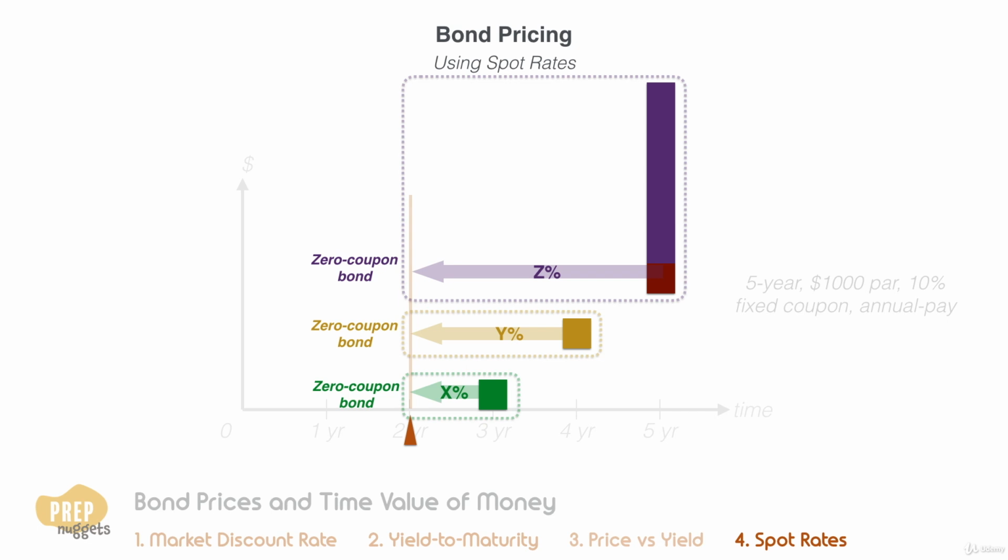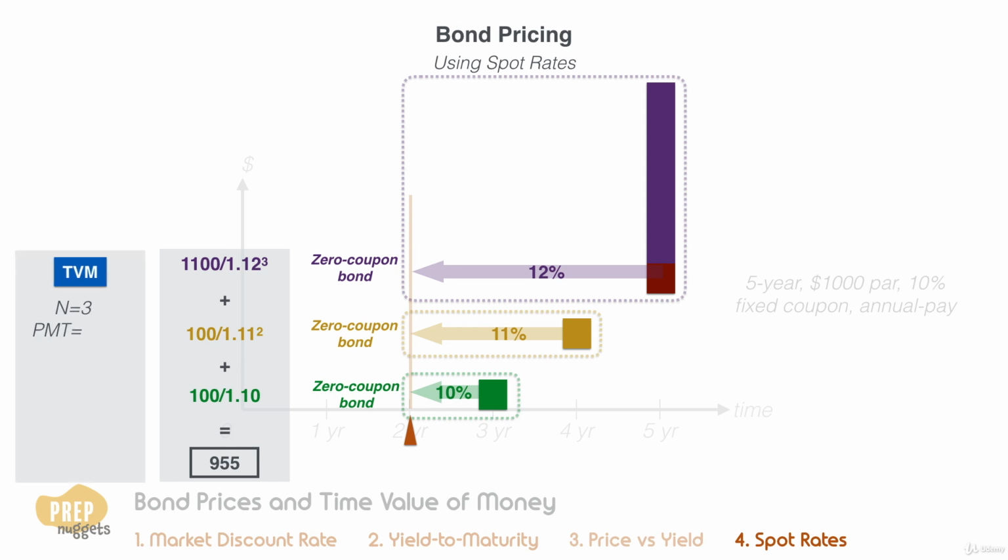This is perhaps the more precise way of determining the price of a bond, as we know that the discount rate for zero coupon bonds with longer maturities tends to be higher. So, for example, if we know the spot rate for X is 10%, Y is 11%, and Z is 12%, we can use the discounted cash flow method to calculate the price of the bond, which is $955. Note that you can't use the TVM calculator for this, as the discount rate for each cash flow is different. However, you can still use the TVM calculator to calculate the yield to maturity of the bond. Plugging in the figures, we get a yield to maturity of 11.9%.